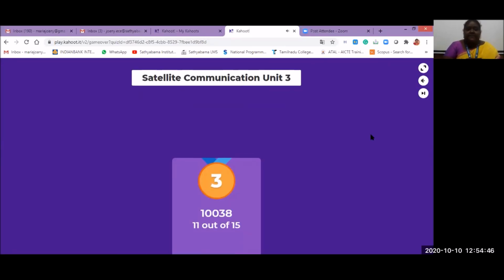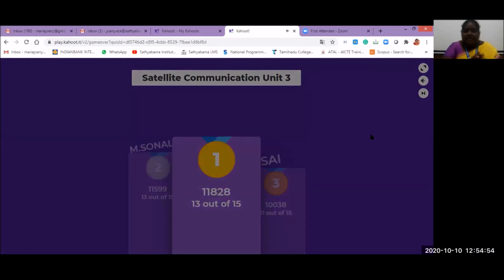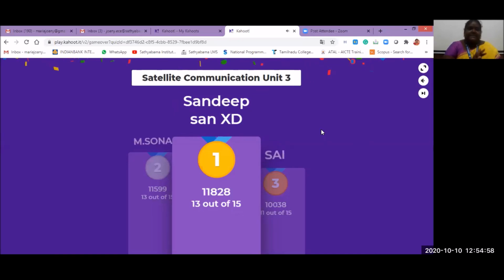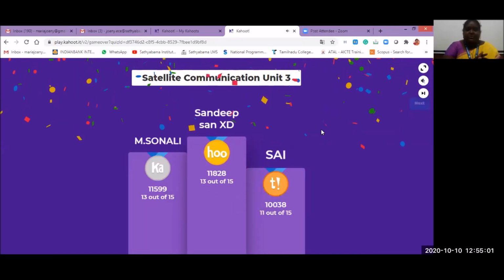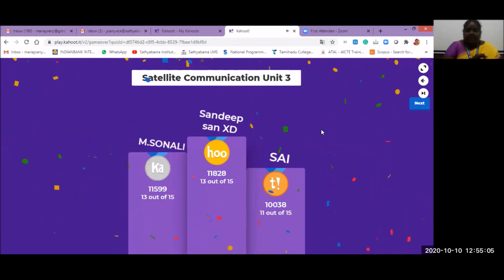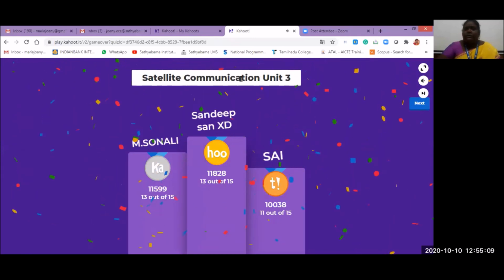Who is the topper here? Sai. Sai is the overall topper here, followed by Sonali. What happened to Sandeep? Sandeep is the topper here. Third position goes to Sai. Second position goes to Sonali and Sandeep. Mohana. Who is Mohana? Vaivon. Who is Vaivon?